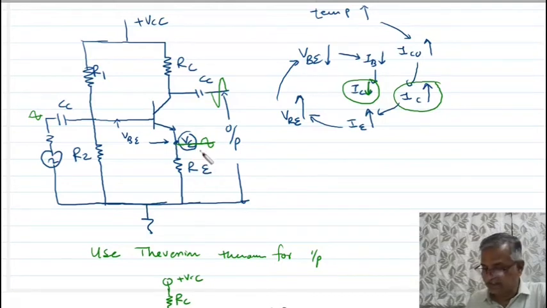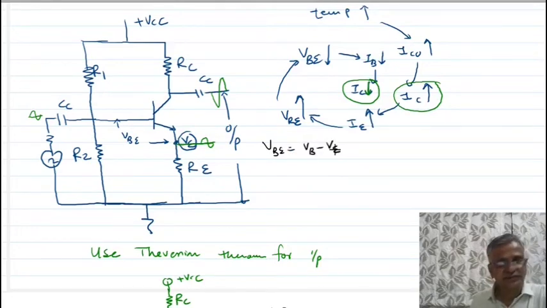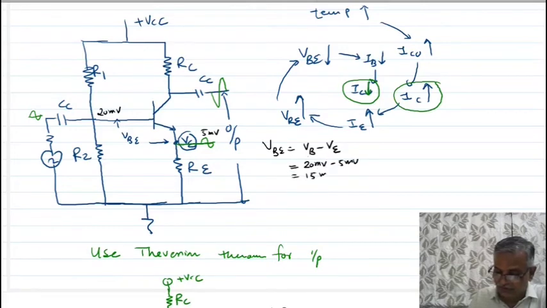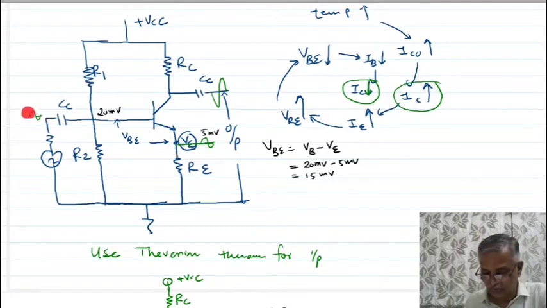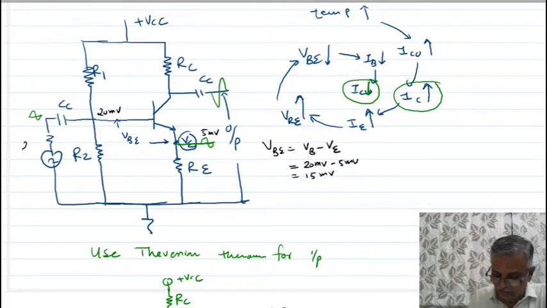As AC voltage is developed, I can say VBE is nothing but the base minus emitter voltage. So due to this, suppose this is your 20 millivolt AC voltage. Suppose this is your 5 millivolt AC voltage. So 20 millivolt minus 5 millivolt is 15 millivolt. So your input voltage between base and emitter decreases. Actually, how much have you given as the input voltage? 20 millivolt.